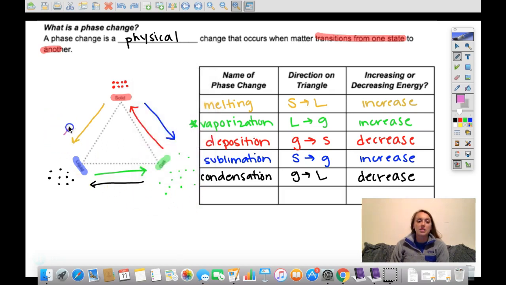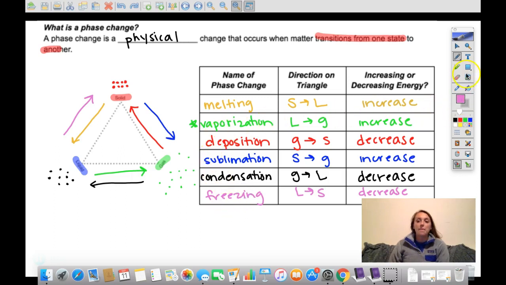And last but not least, in order to go from a liquid to a solid, we're going to be slowing those particles down even more. So we're decreasing the energy by decreasing the temperature. So to go from a liquid to a solid, this is called freezing.